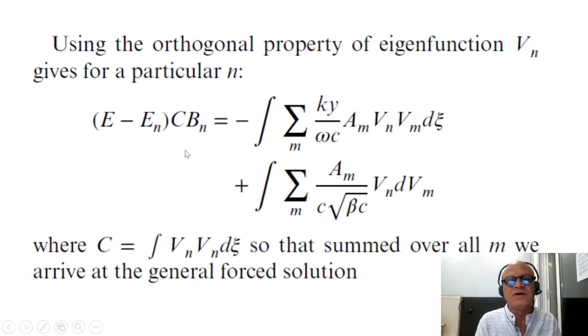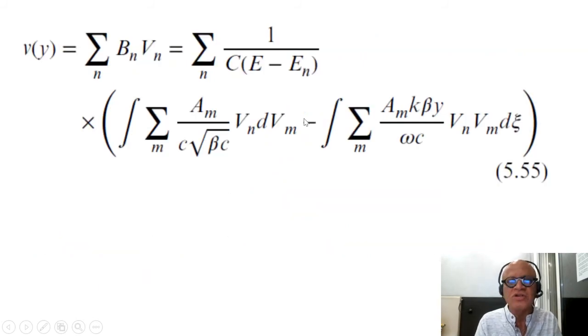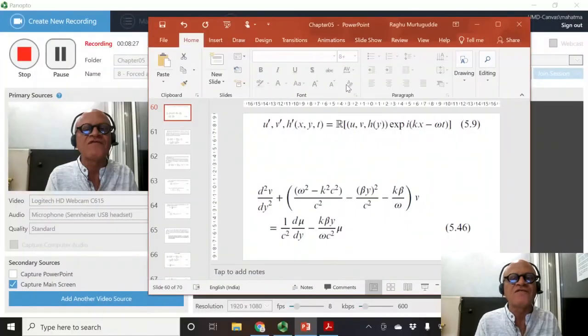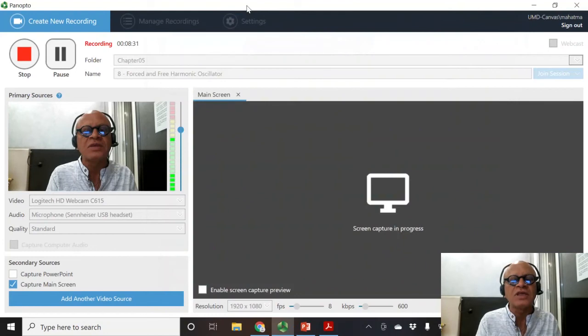Here C is given by the integral of Vn deep psi, so that summed over all m we arrive at the general forced solution for the structure of Vy, which looks like this complicated monster. That's where we will end the chapter. As we said, we'll keep looking at various solutions that emerge out of this formulation and these transformations.